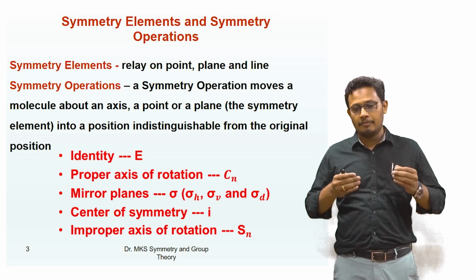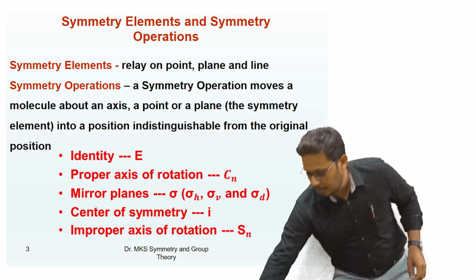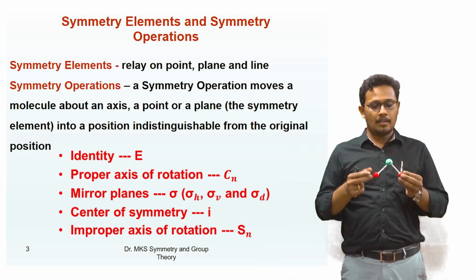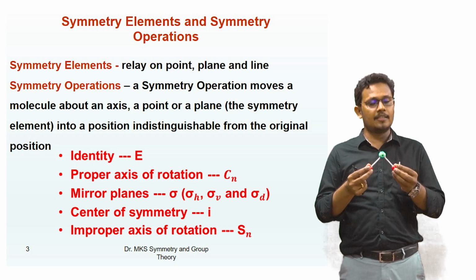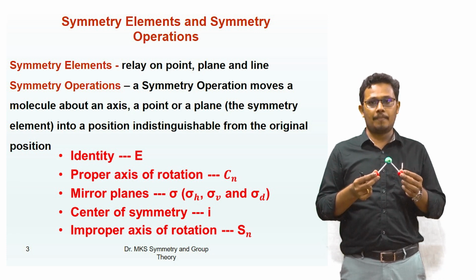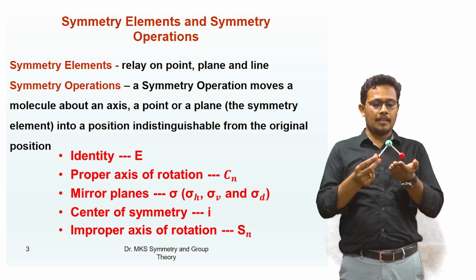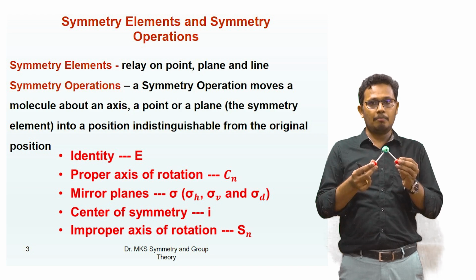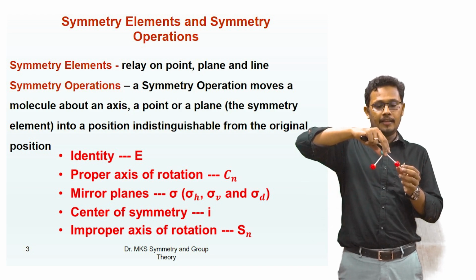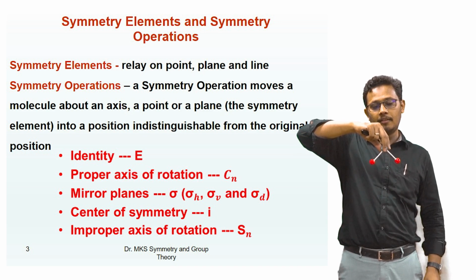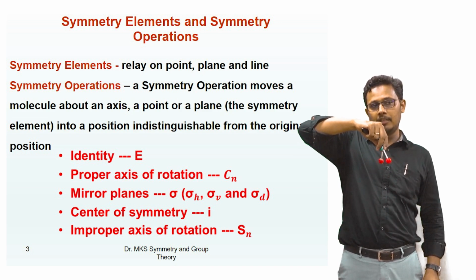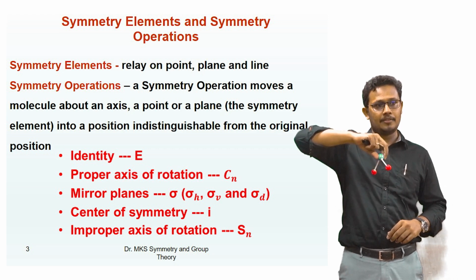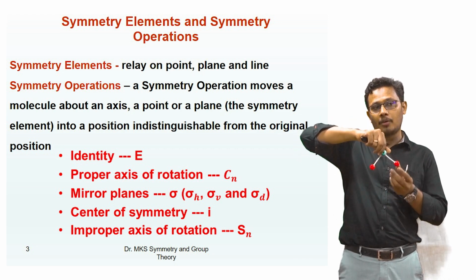Proper means, if you consider any molecule, say for example a water molecule, in the center we have oxygen, and these two red balls indicate hydrogen. If you start rotating this molecule by 180 degrees, we are maintaining only one type of rotation. You can rotate this molecule either clockwise or anti-clockwise. So this is the proper rotational axis.